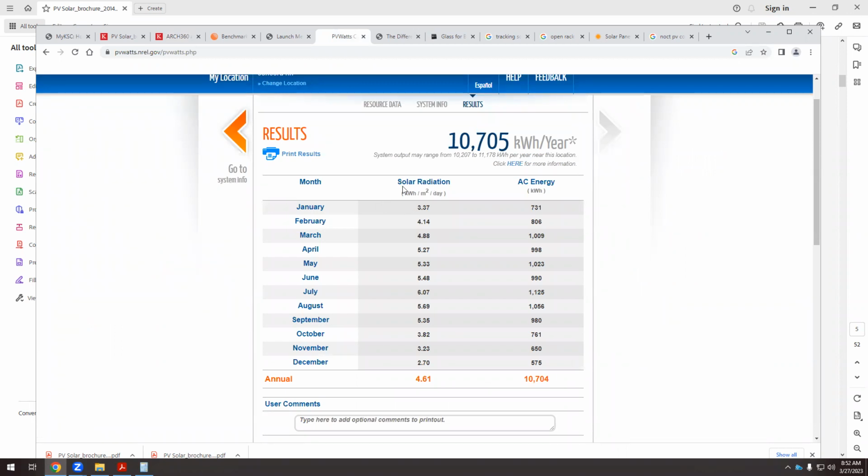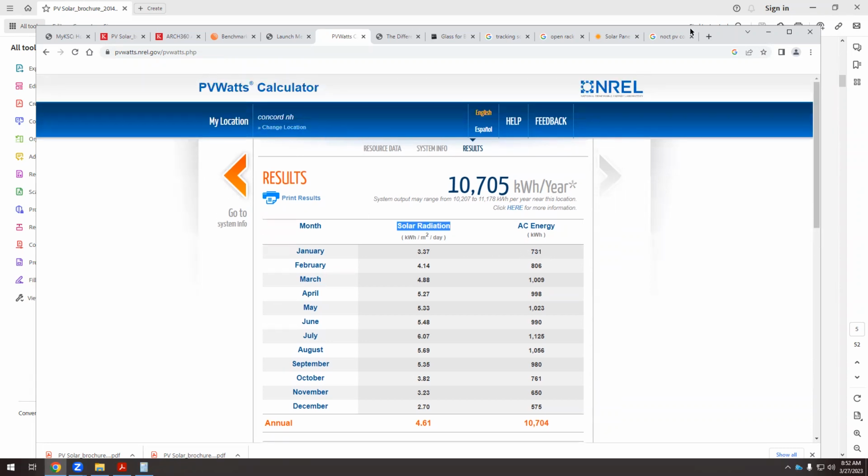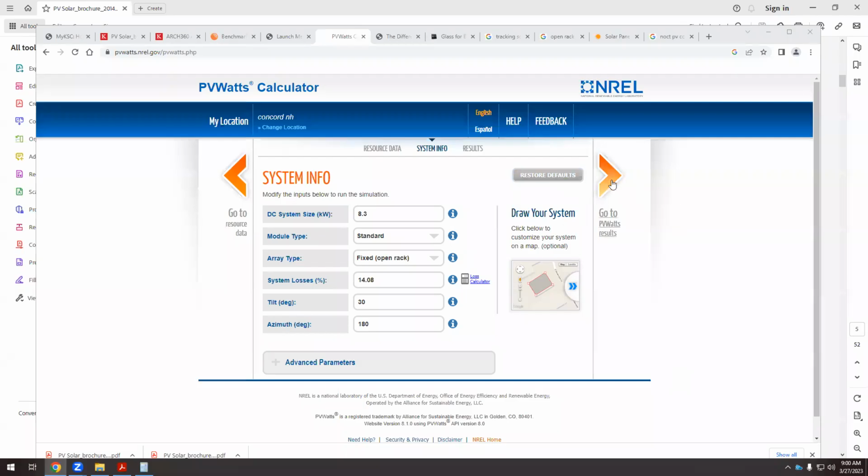And this is better. Here we have information about the solar radiation. Okay, so that's the solar radiation that we get outside the panel. That number that we have there is the solar radiation that strikes on the panel. And this is the total AC energy that we produce, alternating current energy that we produce.